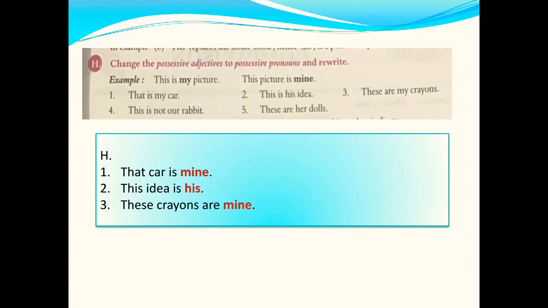Next, 2. This is his idea. It will be this idea is his. Here, his is the possessive pronoun. Next, 3. These are my crayons. It will be these crayons are mine. Mine is the possessive pronoun. So students, 4 and 5 will be your homework.